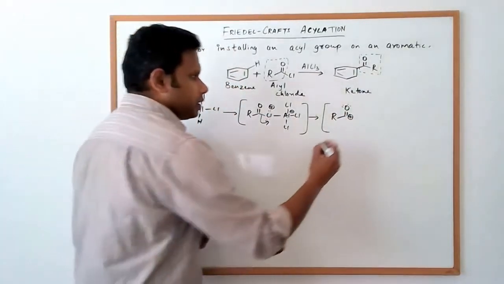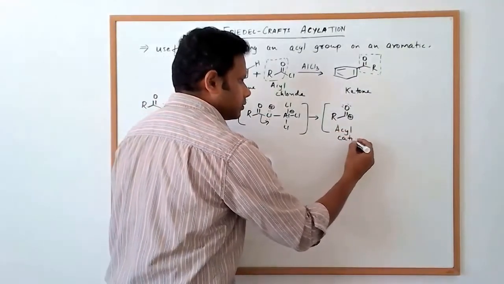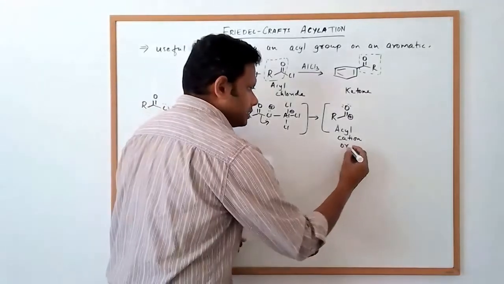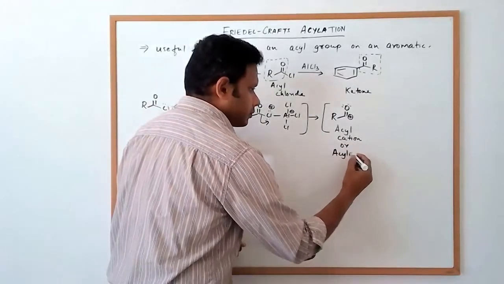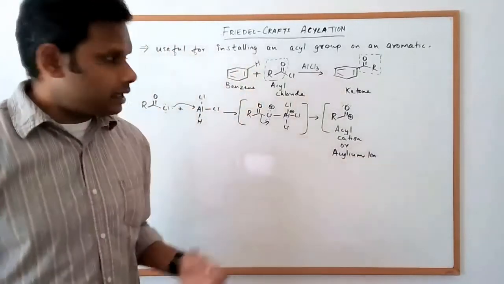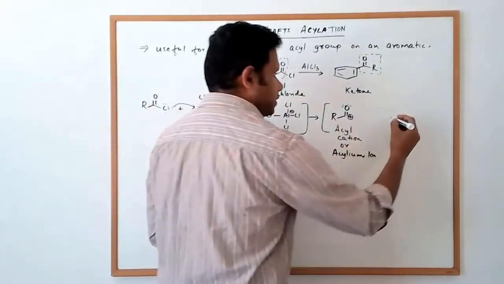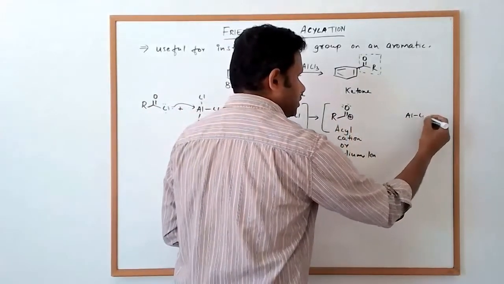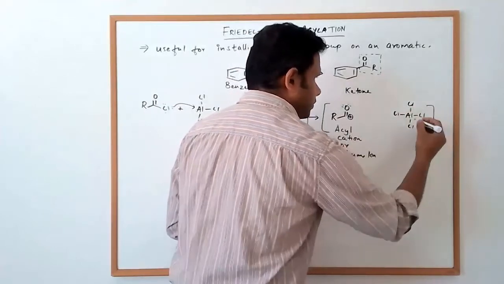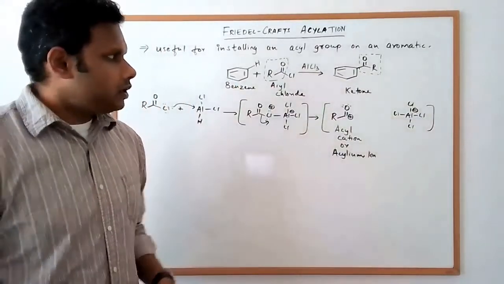This carbocation is called the acyl cation, or it is also called the acylium ion. So this is the electrophile in our reaction now. Now, along with that, you also get the aluminum species, where the aluminum is a formal negative.